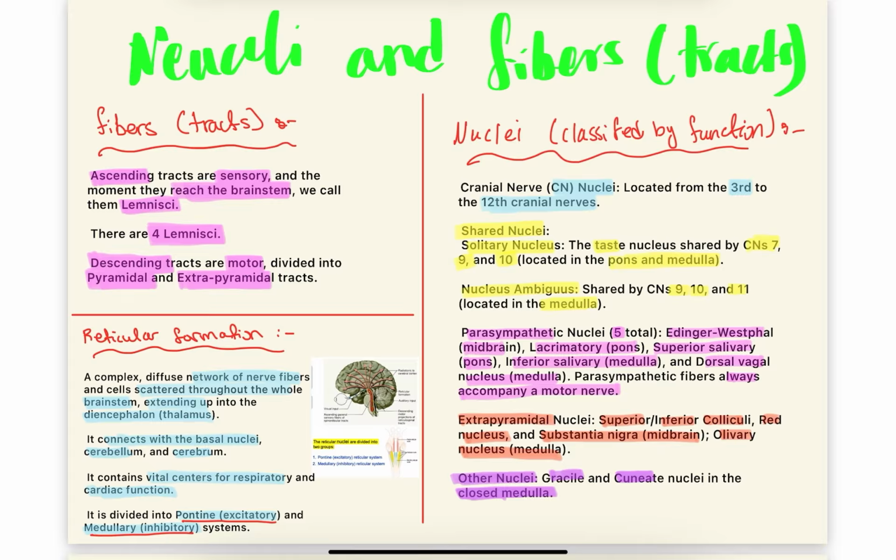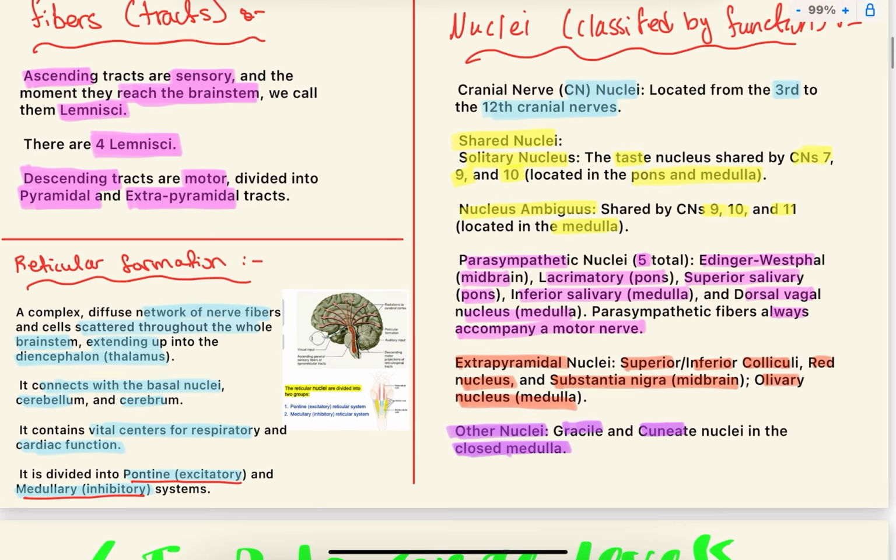Then, for the nuclei, the cranial nerve nuclei from 3 until 12, these could be shared, parasympathetic, extrapyramidal, or other nuclei. Let's start with the shared nuclei. The shared nuclei divide into two: the solitary nucleus and the nucleus ambiguus. The solitary nucleus is for taste and includes 7, 9, and 10, and we see them mainly in the pons and the medulla. The nucleus ambiguus includes 9, 10, and 11, and it's mainly only in the medulla.